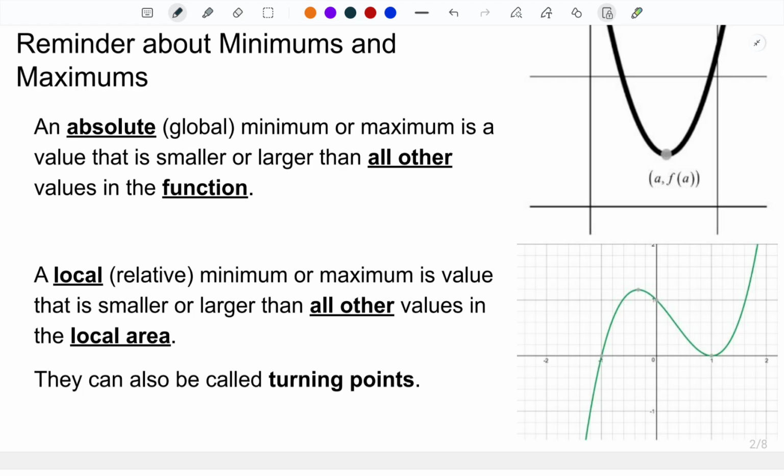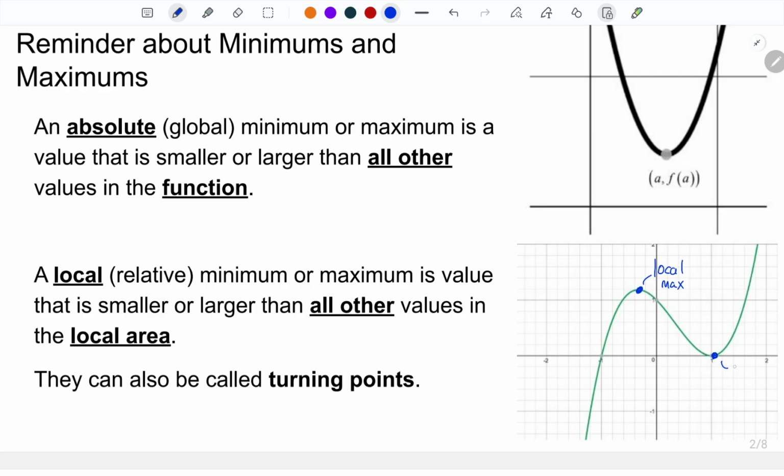But we also have things called local, or sometimes called relative, minimums or maximums. And these are smaller or bigger within just a small area. So if we're looking at the graph on the right, there's that little hill, you might think of it as. That's a local maximum. Because it reaches the highest point there, it goes back down, but you can see way to the right, it gets higher than that actual local maximum. So it's not the highest point of the entire function, but just in that area.